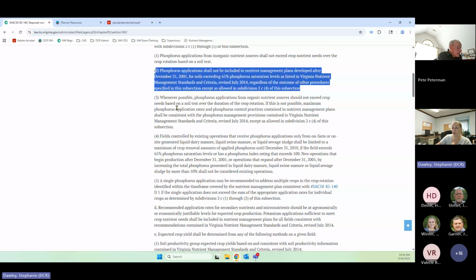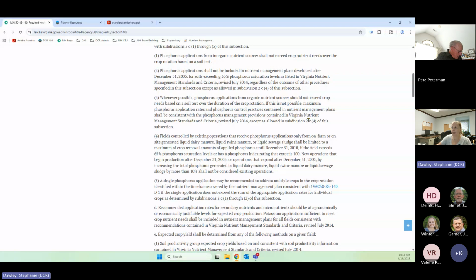So wherever possible, phosphorus applications from organic sources shall not exceed crop needs based on the soil test. But if that is not possible, because even if all of your soils come back as very high in phosphorus, that's not going to stop the cows from creating more manure, you're going to try to maximize those application rates to be controlled within our standards and criteria and the P index.